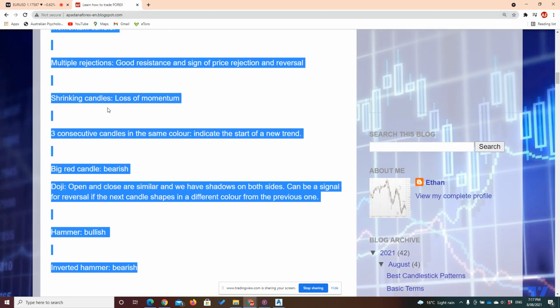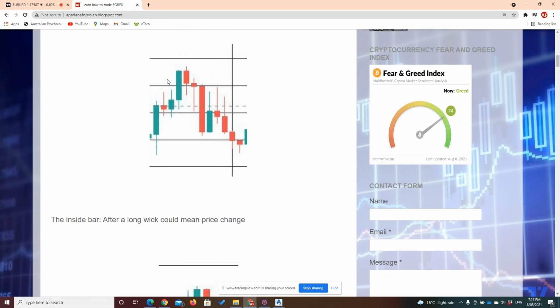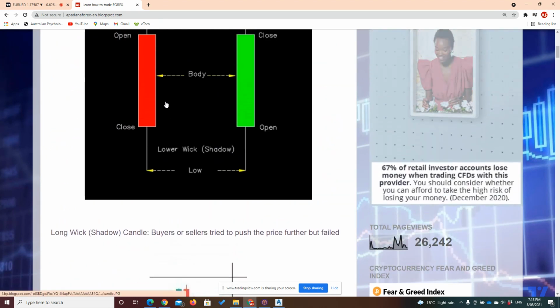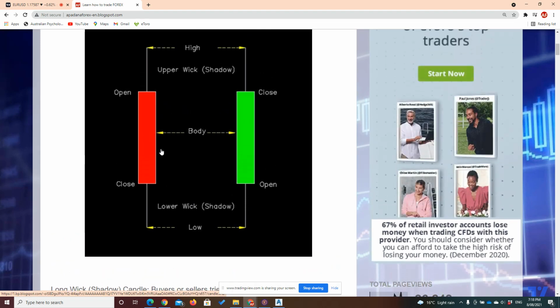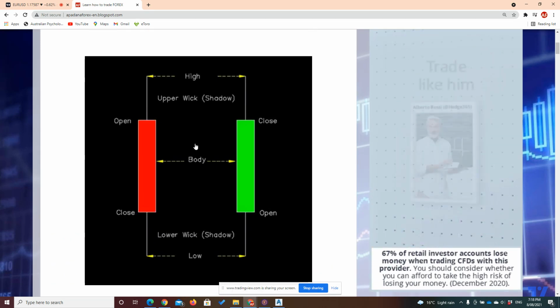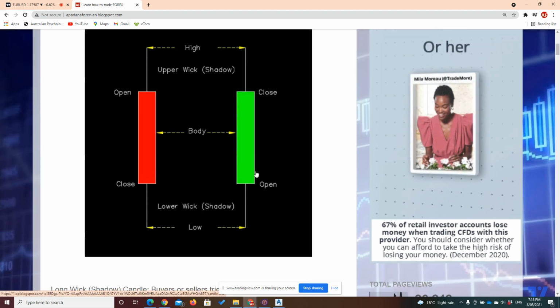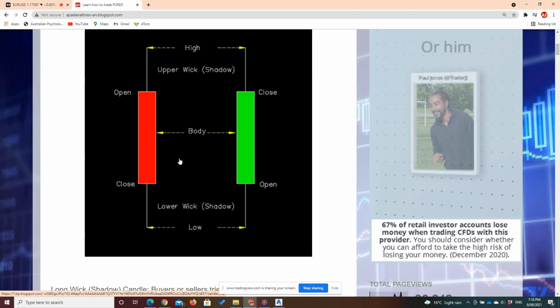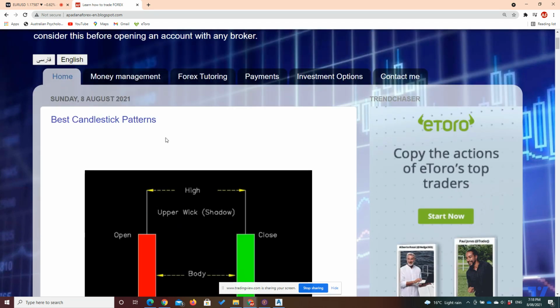Previously I discussed different types of charts, candlestick, renko, line, and you can go and have a look at that video as well. In this video, I want to explain a bit more about the candlestick itself and also the basic and best candlestick patterns.